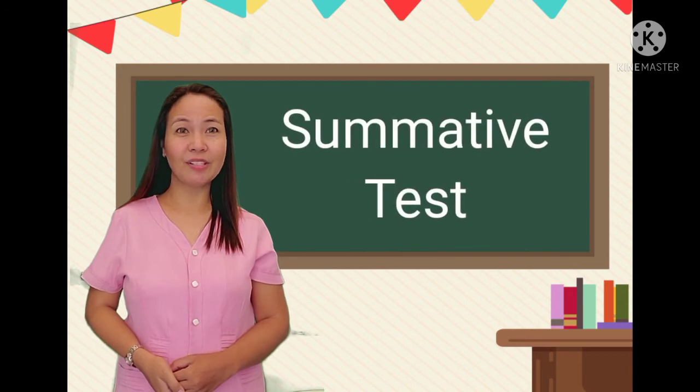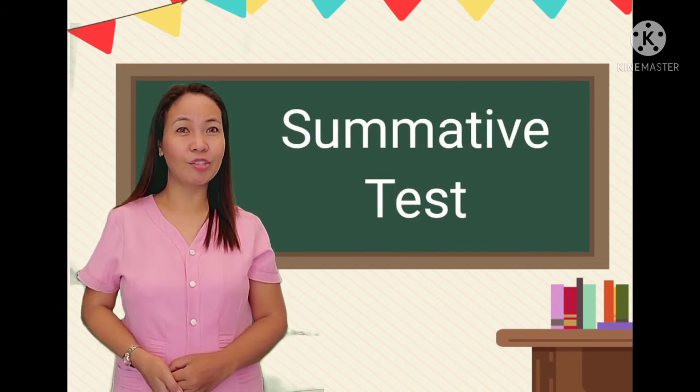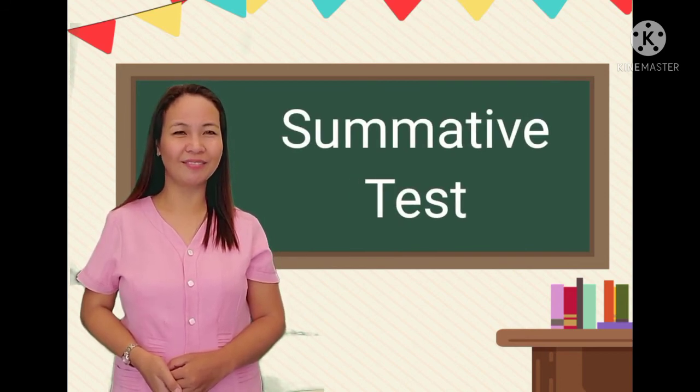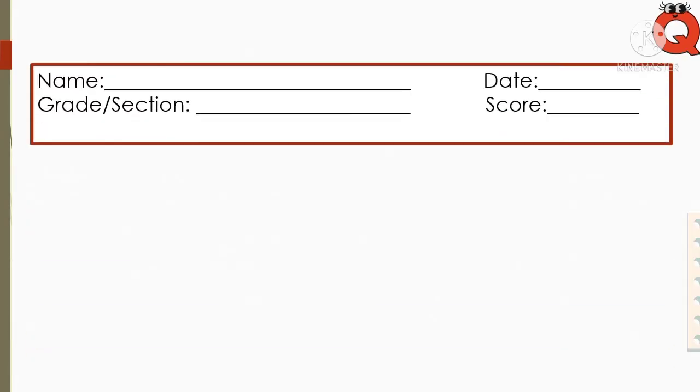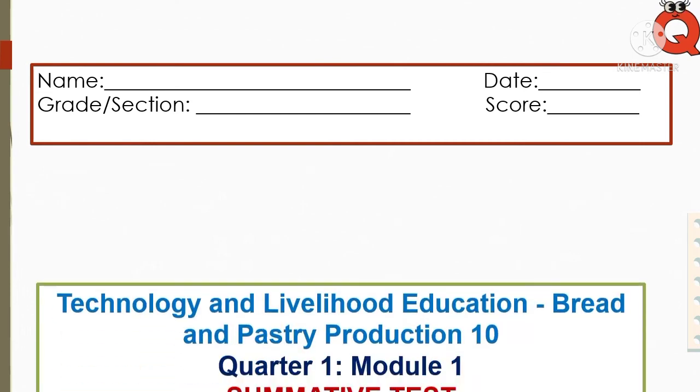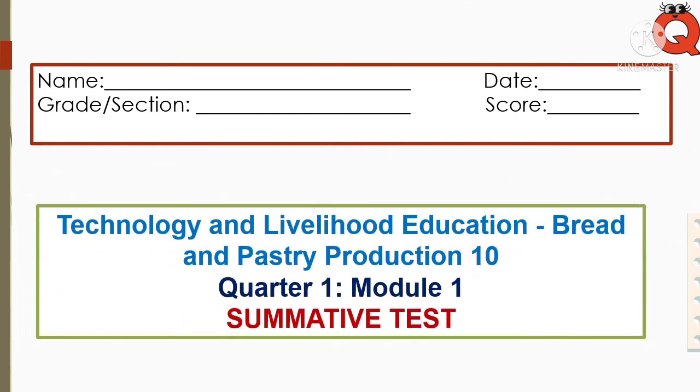Now you are ready for your summative test. Read the directions carefully before answering. On your answer sheet, don't forget to write your name, grade and section, and also the date. Write your subject, Technology and Livelihood Education, Bread and Pastry Production 10, Quarter 1, Module 1, Summative Test.